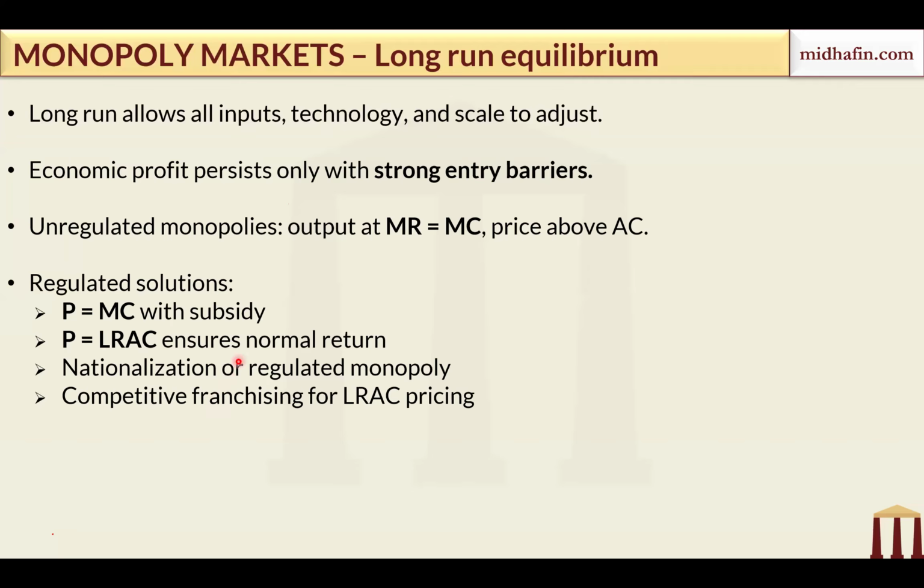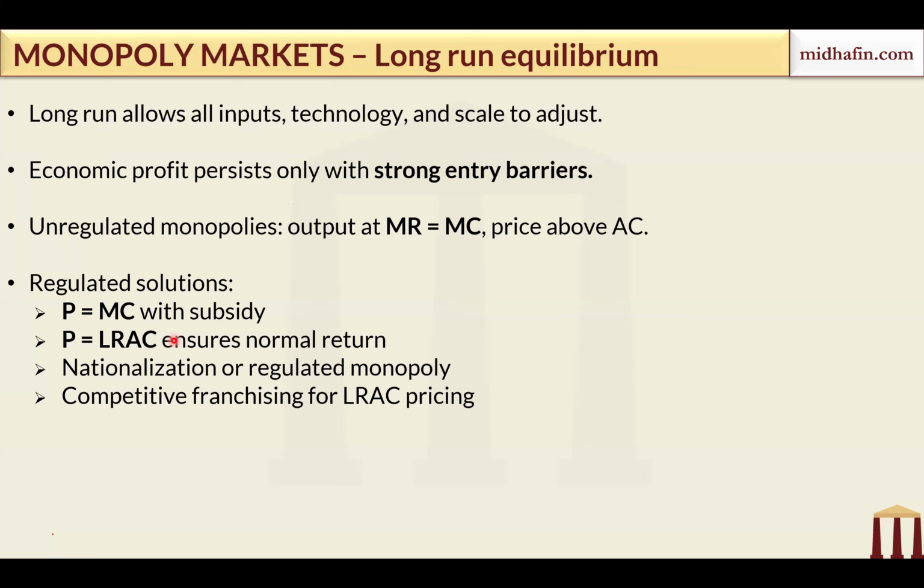Another long run approach is to award the monopoly rights through competitive franchising or a competitive bidding process. Any firm which offers to operate at around this cost, LRAC, will win the contract. This is again quite common in many countries, including India, and we have seen this example quite a lot recently, especially in airports, airport shops, different public transport routes, and even stadium concessions.